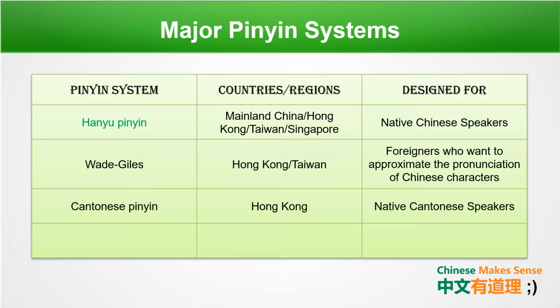Third is Cantonese Pinyin. It is used in Hong Kong, designed for native Cantonese speakers. Cantonese is a dialect within Chinese. They use mostly the same characters, but with different pronunciations. Finally is Zhuyin. It is used in Taiwan and is designed for native Chinese speakers. However, none of the letters in Zhuyin are English.